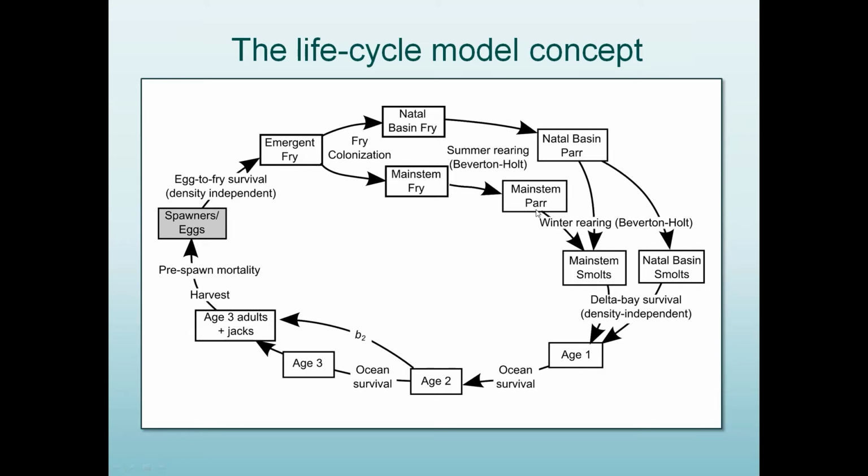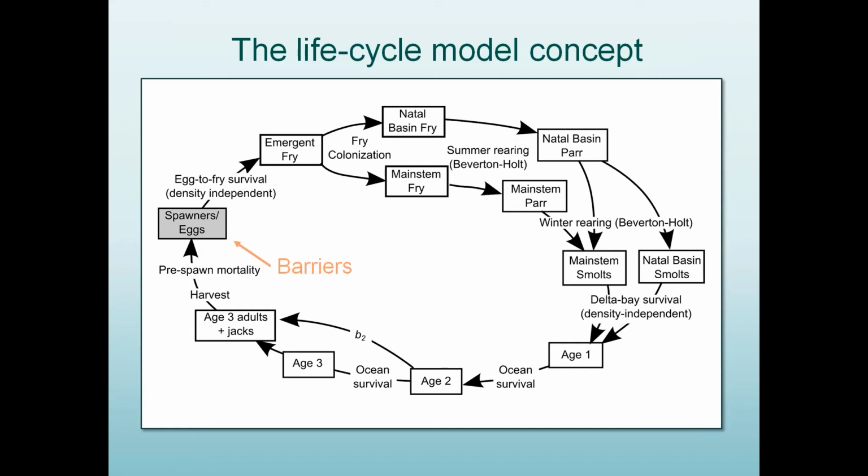I'm thinking you can see my arrow, and then a winter rearing stage, and then we have a delta bay stage, and then into the ocean for different rearing years in the ocean. And there's a maturation rate, this B parameter, which is a percentage of fish that come back from each age class. In coho, it's very simple. There's only jacks that come back in addition to age 3s, whereas for Chinook and steelhead, it's a lot more complicated.